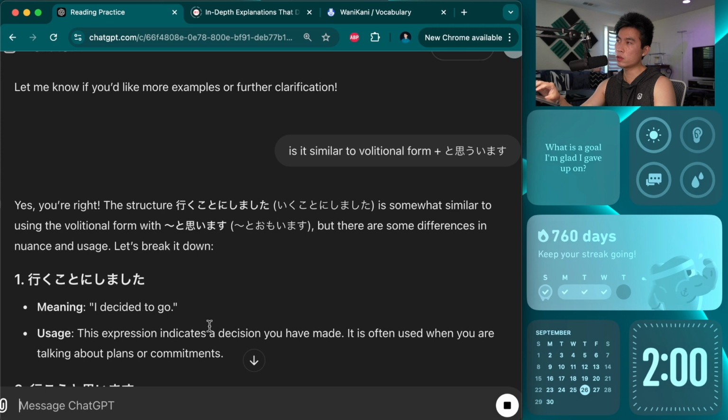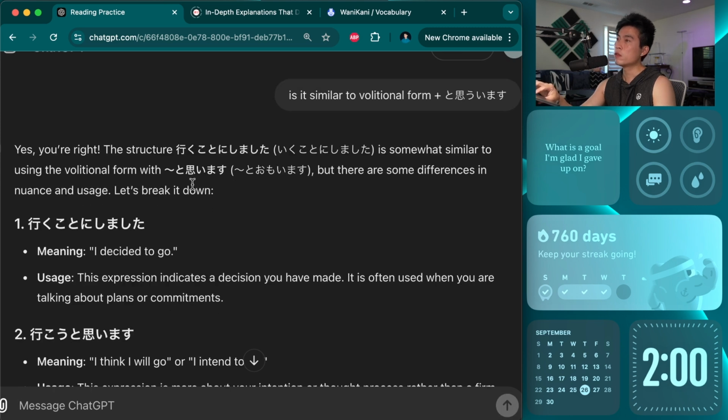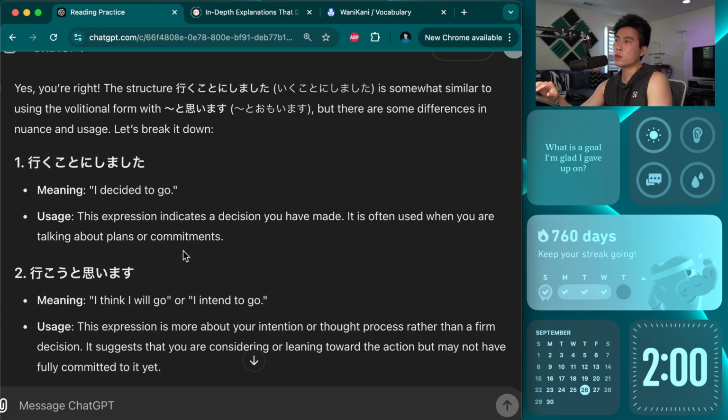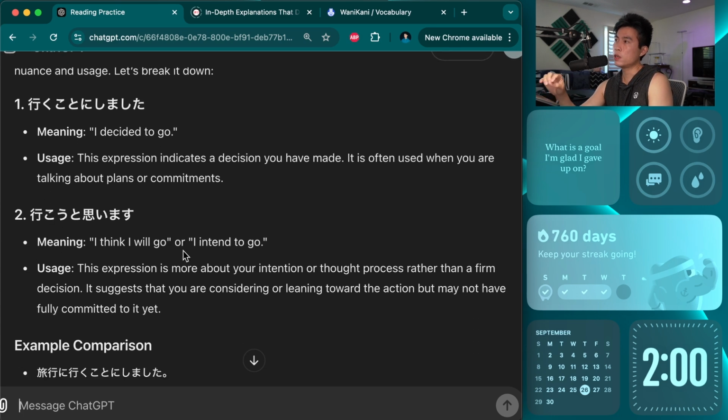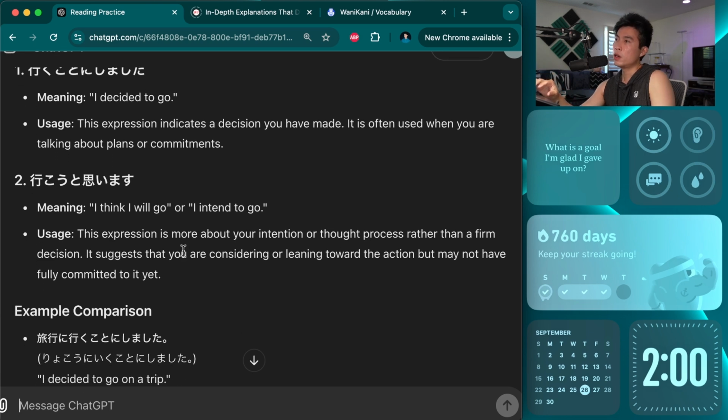Yes, you're right. The structure is somewhat similar to volitional form with to omoimasu. There are some differences in nuance and usage. Let's break it down. Iku koto ni shimashita, meaning I decided to go, indicates a decision you've made. It's often used when you're talking about plans or commitments. Ikou to omoimasu, I think I will go or I intend to go.